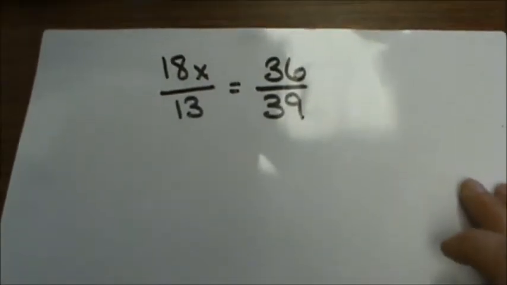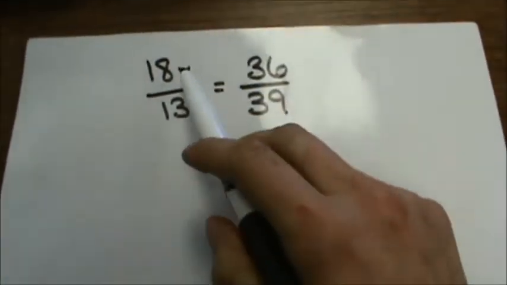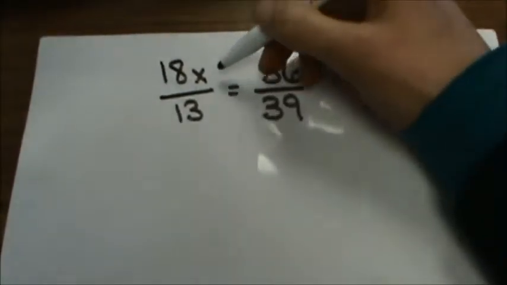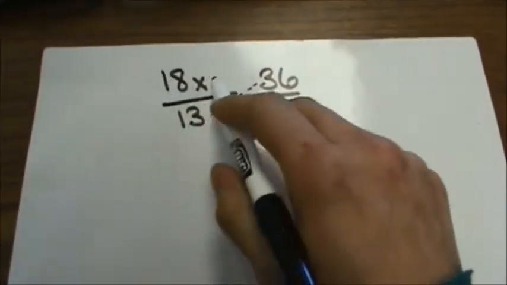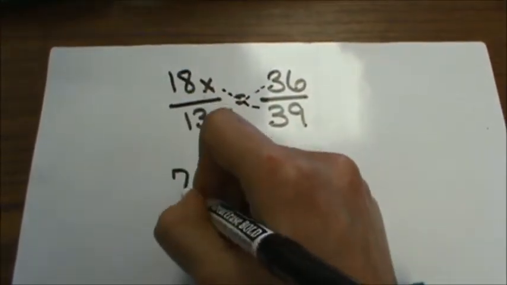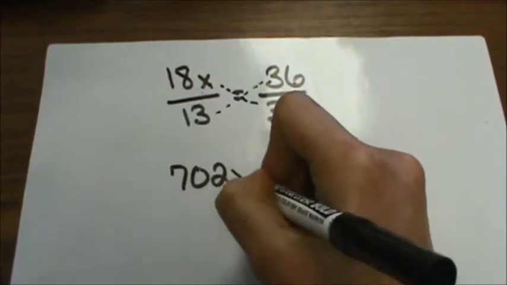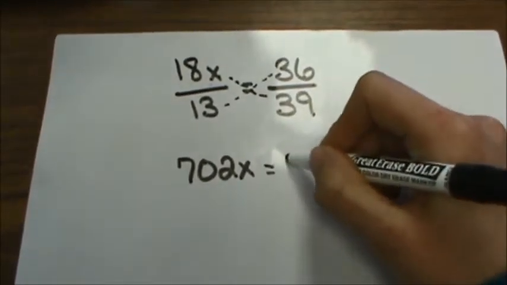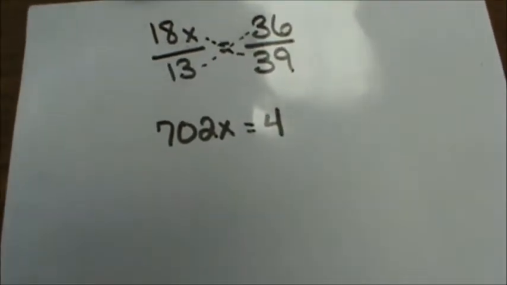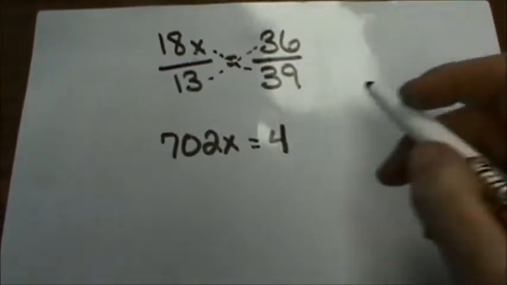Let's start with an easy one. If I want to solve this proportion for x, I'm going to do so by cross multiplying. So I need 18 times 39, which I believe is 702, x. 13 times 36 is 468, I believe.